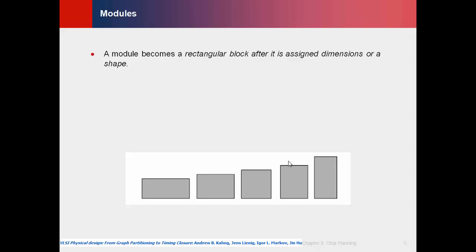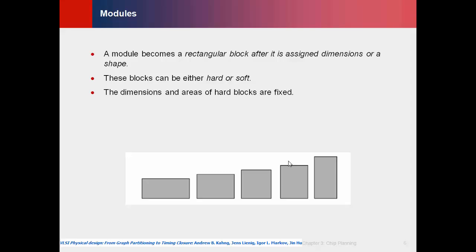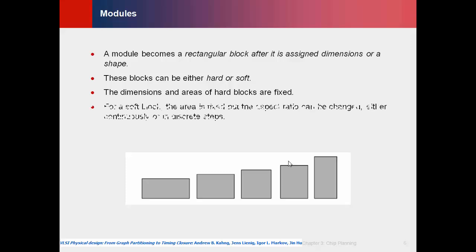So a sub circuit, we will call it a module, and a module becomes a rectangular block after it's assigned dimensions or a shape. Now there can be two types of modules. They can be either hard or soft. When we say hard block, we say that the dimensions of these blocks, that is the width and the height, are fixed. And for a soft block, the area is fixed, but the width and height are not fixed.